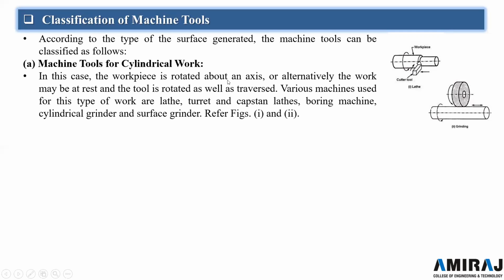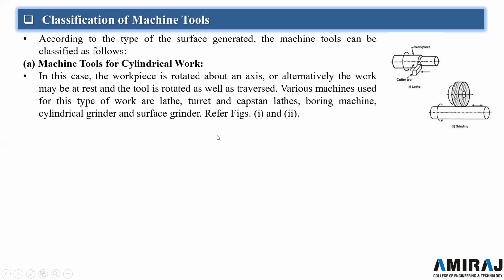You can see the workpiece is rotated about an axis, and the workpiece may rest while the tool is rotating, either of the positions. Here in the lathe machine, the workpiece is rotating while the tool is stationary, while in grinding the tool is rotating and the workpiece is also rotating. So both of these are possible. Various types of work are produced on the lathe, turret, capstan, boring.